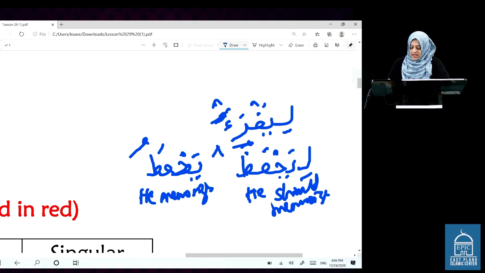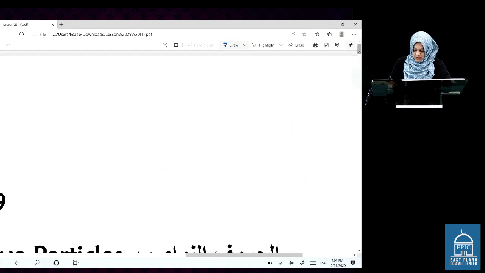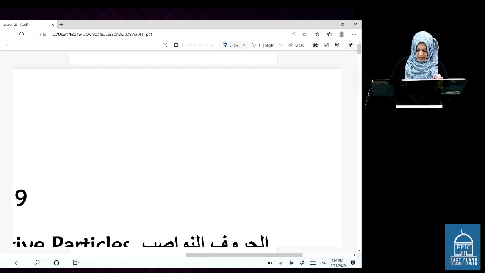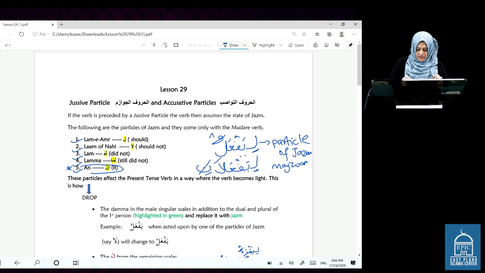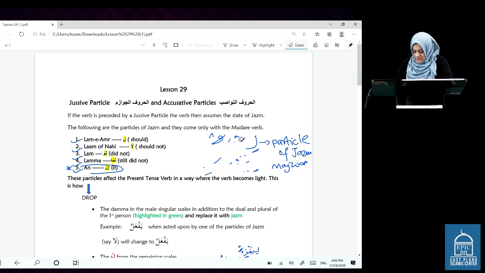So same thing. Now, if I look at the other particles, I'm going to go over the entire chart in a little bit. But for now, let me just go over all the particles and then we'll go over the chart, okay? So the first is li. This is the lam of amr, meaning you should do something. Then there is la of nahi, which is basically command in the negative. And there are some exercises that we will do from the Quran to show you that in a little bit.